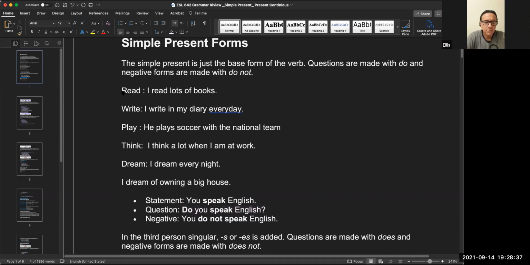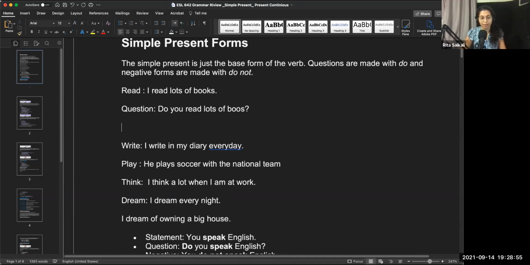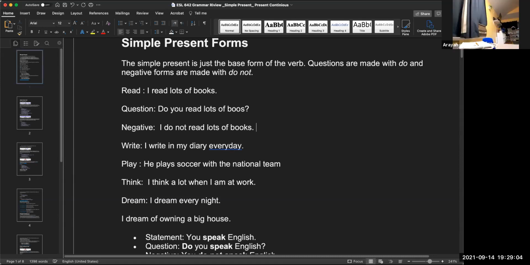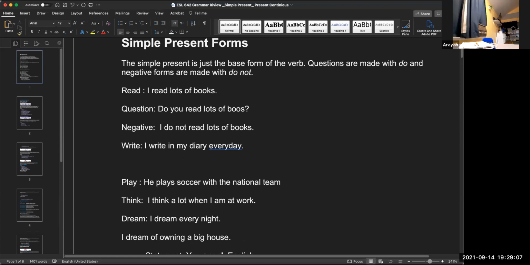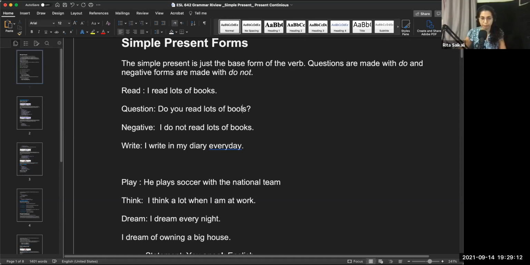So if we were to take this sentence, and we want to form a question with it, we would say, do you read lots of books? And the negative would be, I do not read lots of books. Okay. You forgot the s in the first one and the question. Oh, books. Thank you.